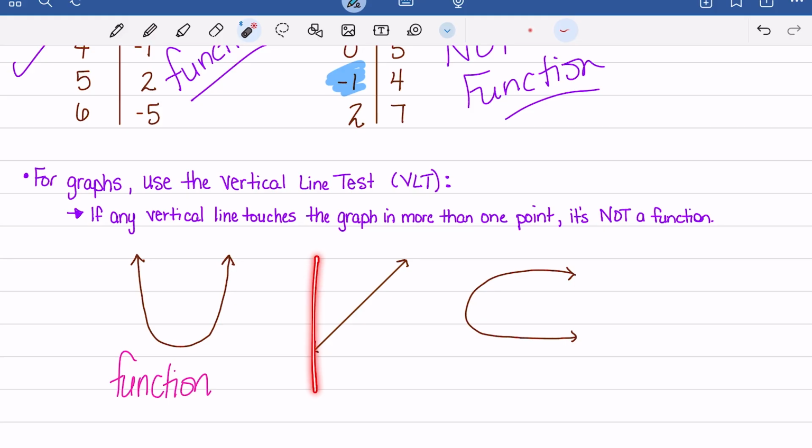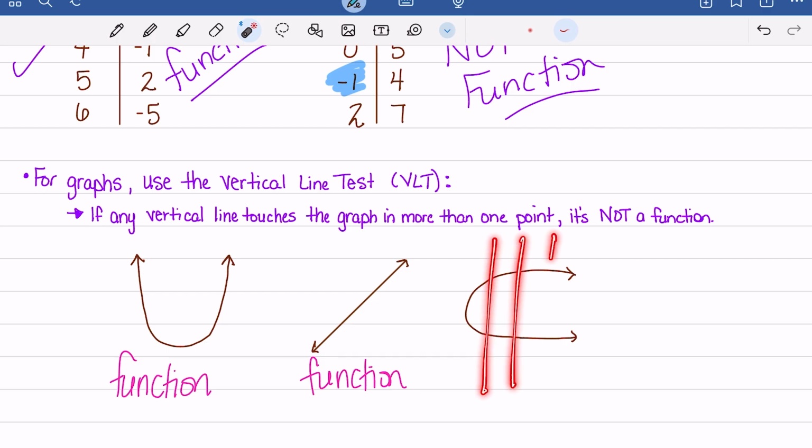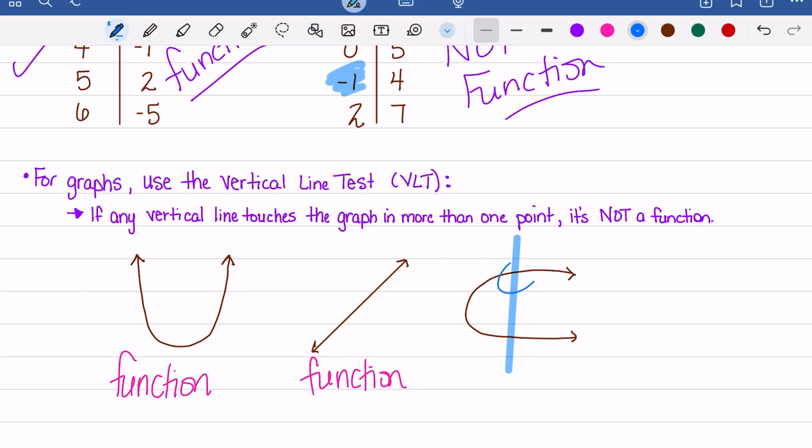If I do the same thing to the second one, I could draw vertical lines all over it, and they only touch it one time. So that's also a function. But when I get to this next one, and I draw my vertical lines, you see how they touch it twice? If I draw a vertical line, say here, I can see that right here, not good, okay? This is not a function. It does not pass the vertical line test because those x's have two y's.